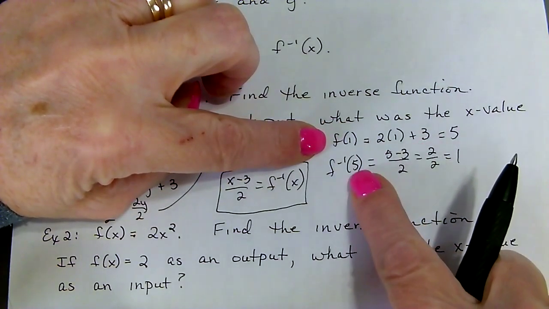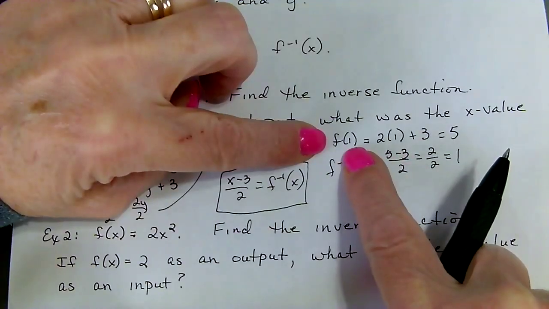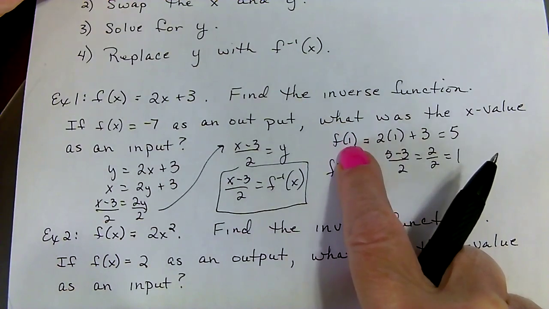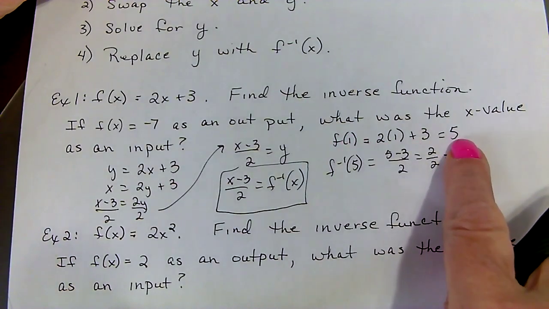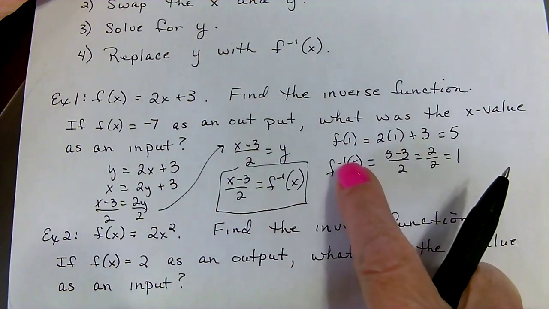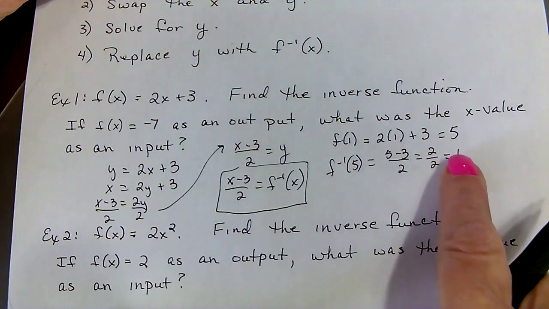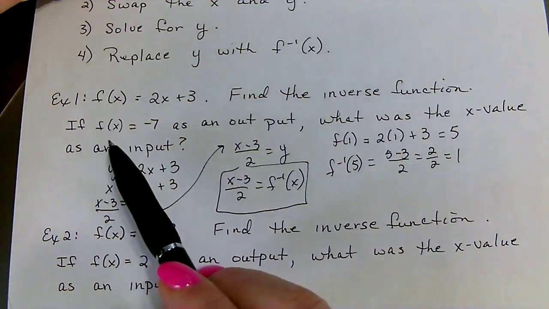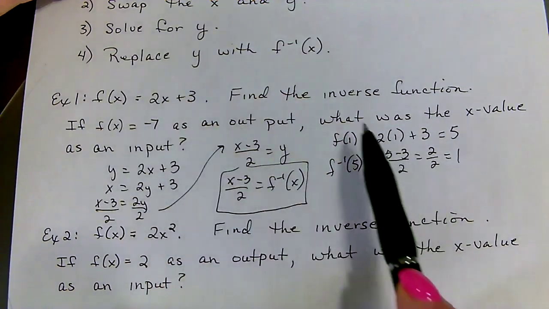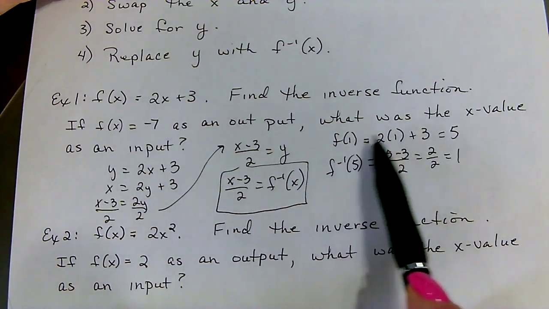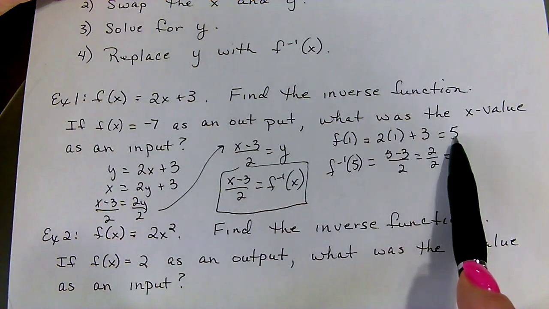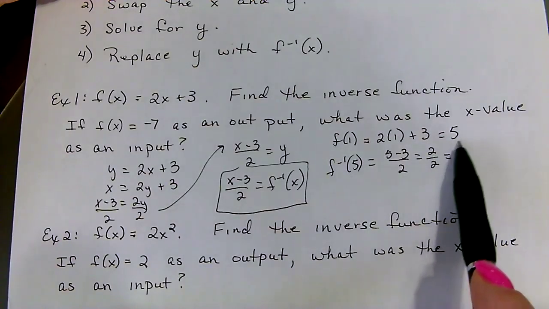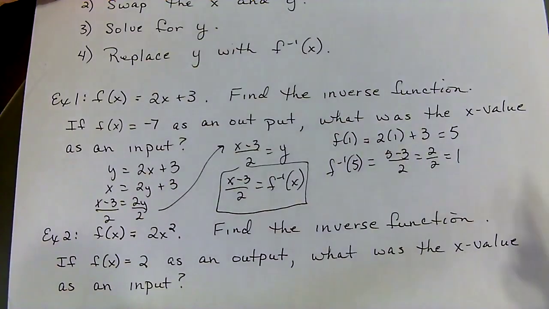When you put 5 into the inverse function, it takes you back to the original x. This is considered the input in function f. This is its output. This is the input in the inverse. So here's what the second part said. It says, if f of x equals -7, so they're saying, if I put a number here, I got -7 as an output, what was the x value that was used as an input? So I'm going to use that -7 and put it into the inverse.